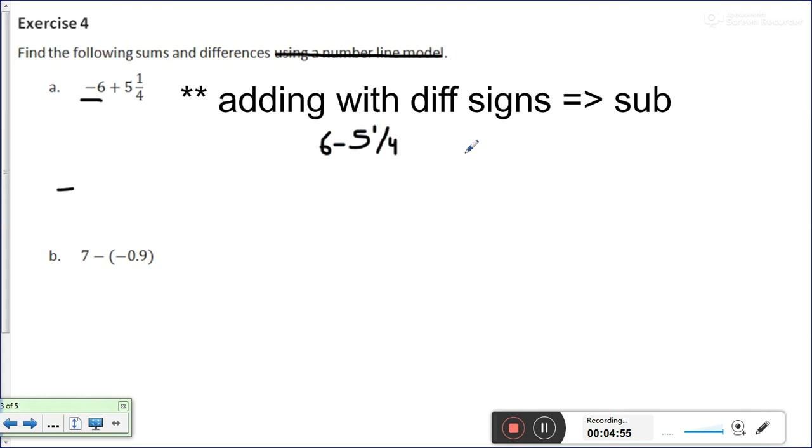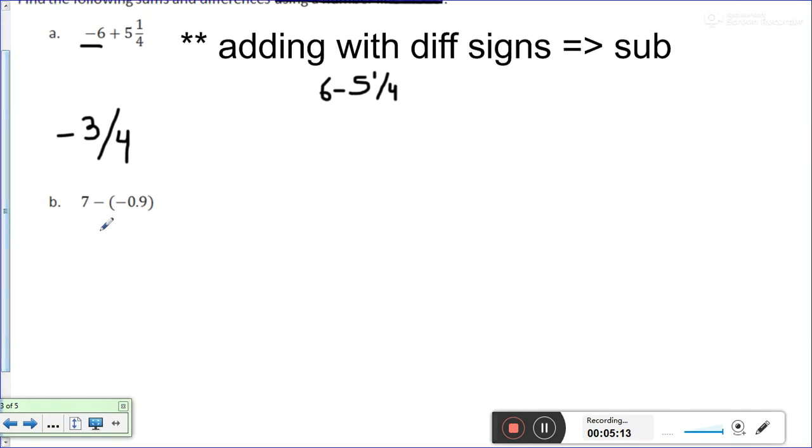Okay, well, if I have 6 pizzas and somebody eats 5 of them and a quarter of the last one, there's only 3/4 of a pizza left over. So this is just going to be negative 3/4. And that's it.